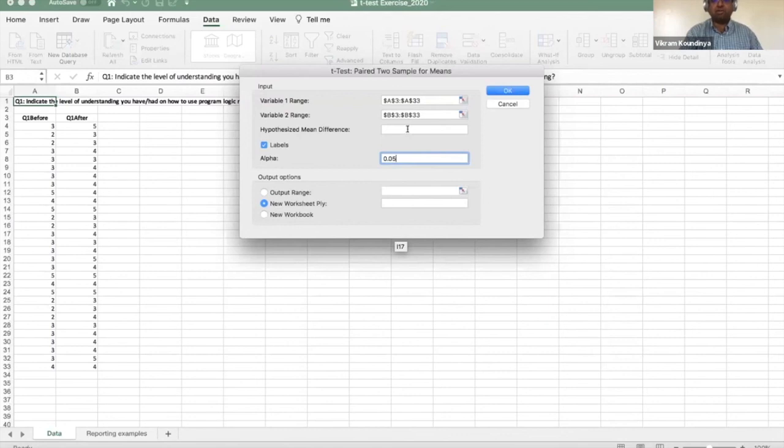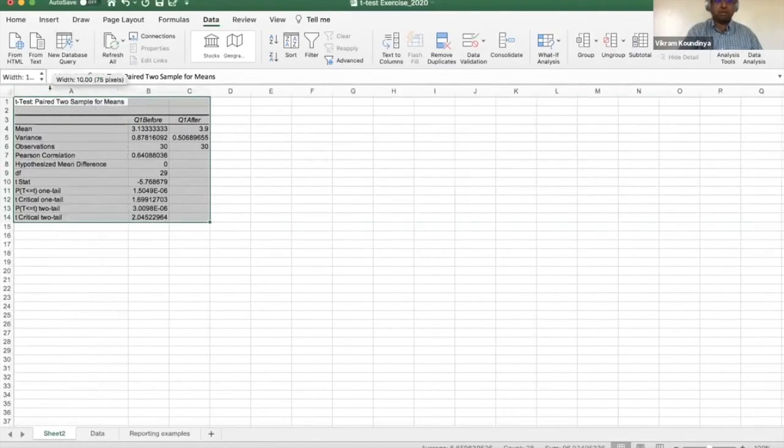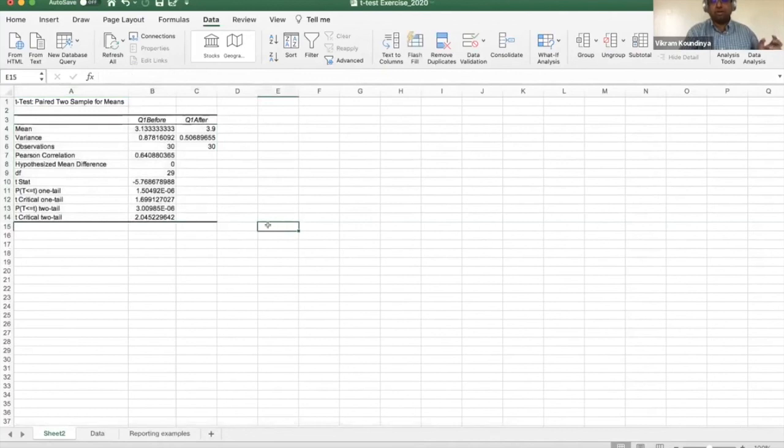And the hypothesized mean difference, you can leave it blank for the purpose of today. But if you have a logic or a theory stating that you want to test for a certain range of difference, you can input that number there and then hit OK, right, Kit? Yeah. And that will take you automatically to a new worksheet. So just click on those columns. And what is the next step, Kit? That's it.